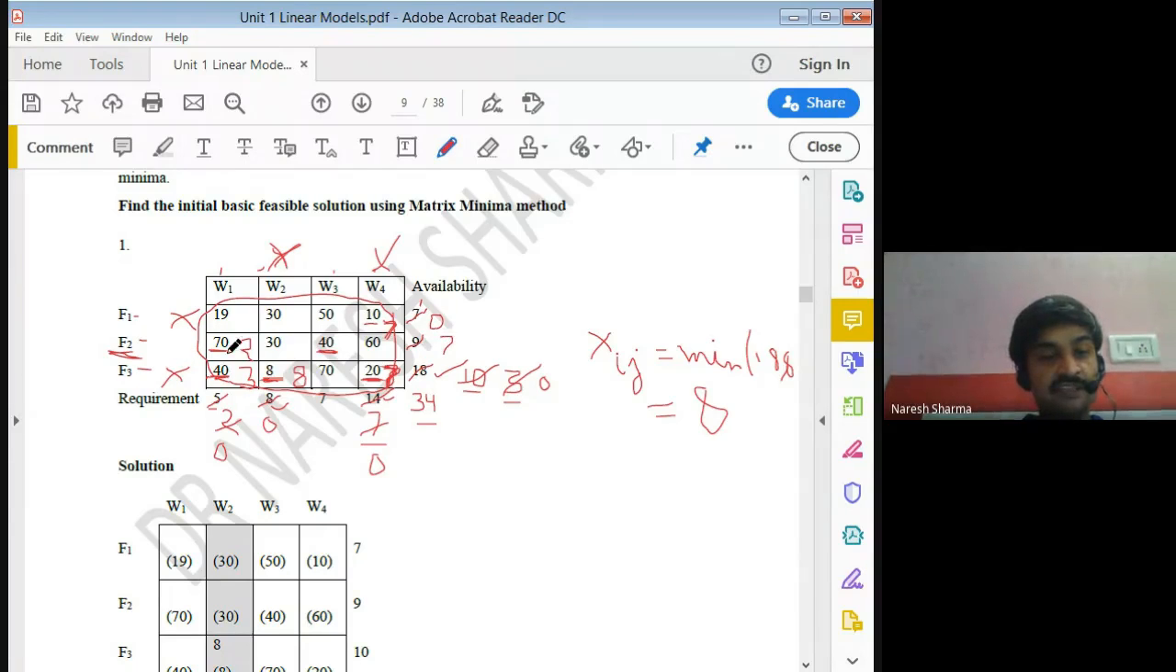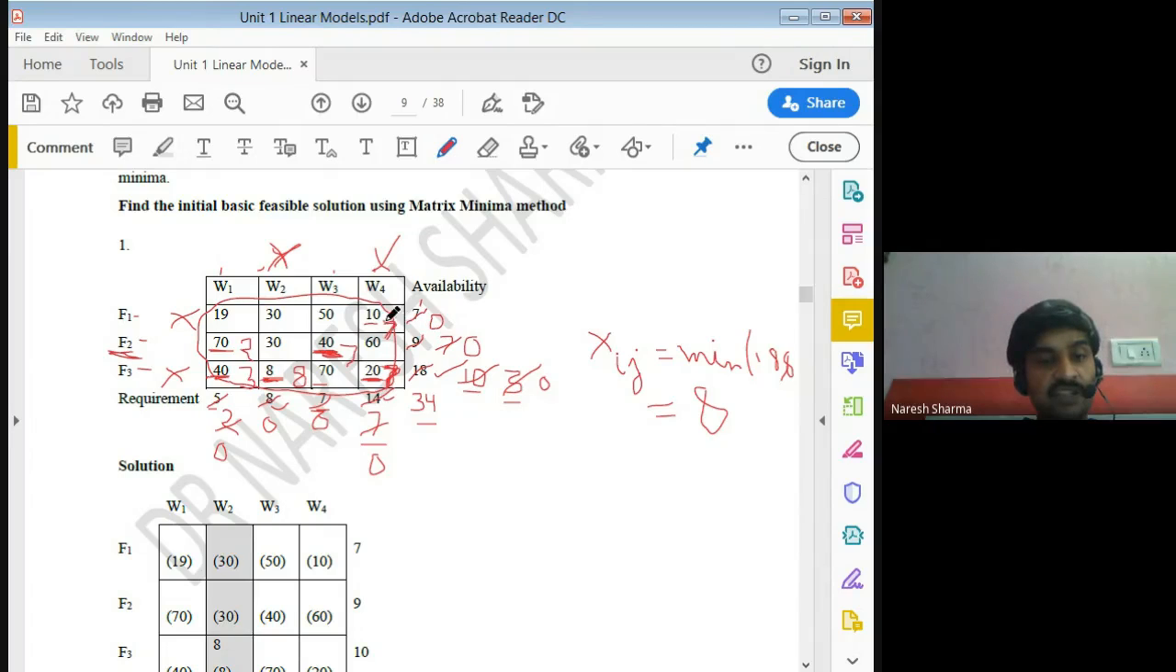If you check the second row, we already crossed the second column and fourth column, and the first we already fulfilled. So we are left with the third column only. So as we have only this point available, we choose this from factory F2. As 7 is available here and the requirement is also 7, so we write here 7. So this becomes 0, this becomes 0. So all requirements are now fulfilled, right?